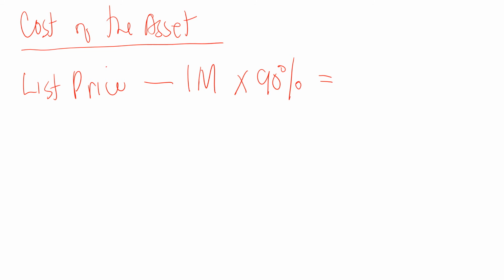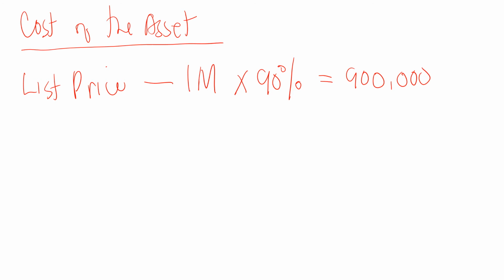Because the 10% is the trade discount. So 1 million times 90%. So this is 900,000. And it is subject to a 2% discount. So taken or not taken, the 2% cash discount should not be part of the cost of the property, plant, and equipment.